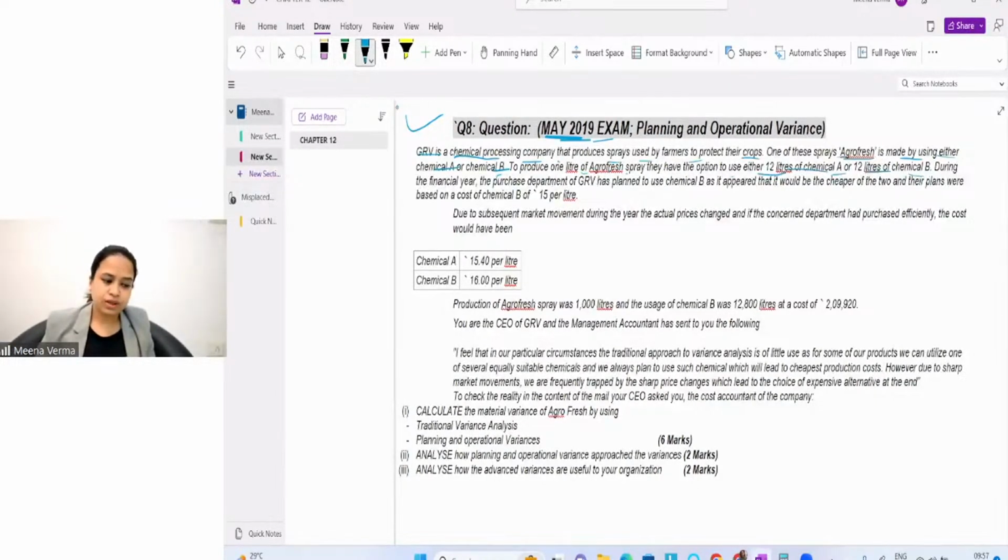Okay. During the financial year, the purchase department of GRV has a plan to use chemical B, as it appeared that it would be cheaper of the two, and the plan was based on the cost of chemical B of rupees... So what is the price of chemical B? It is rupees 15 per liter.